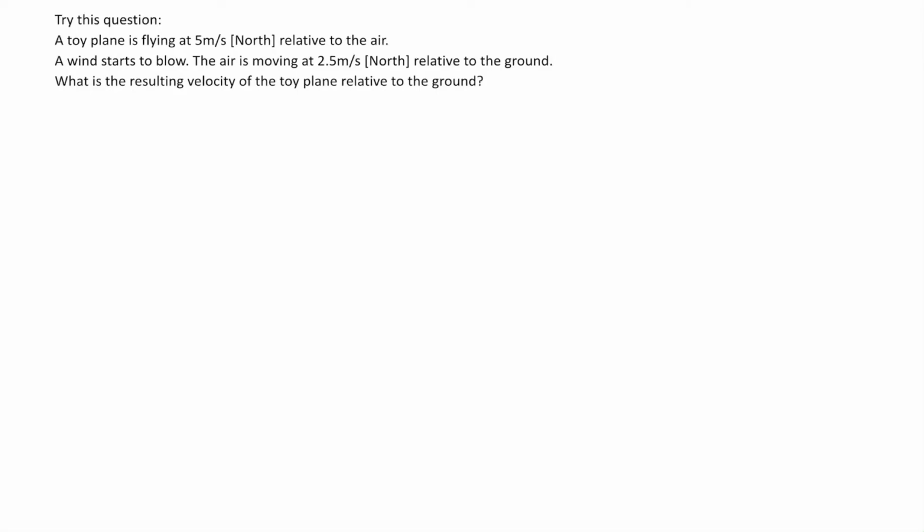Reading through the question, it says that the toy plane is flying 5 meters per second north relative to the air. That's the velocity, so V for velocity with the little vector hat. I usually put a little arrow on it when I draw it. That's V for velocity. That's the velocity of the plane, P for plane, relative to the air, so A for air. And that was 5 meters per second in the north direction. In vector notation, we usually put the direction in square brackets after the number and the unit, so the velocity of the plane relative to the air is 5 meters per second.